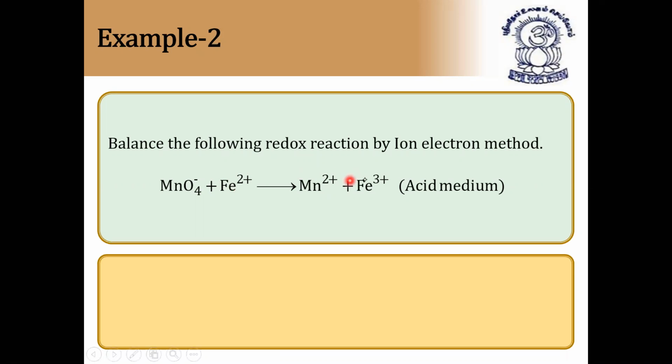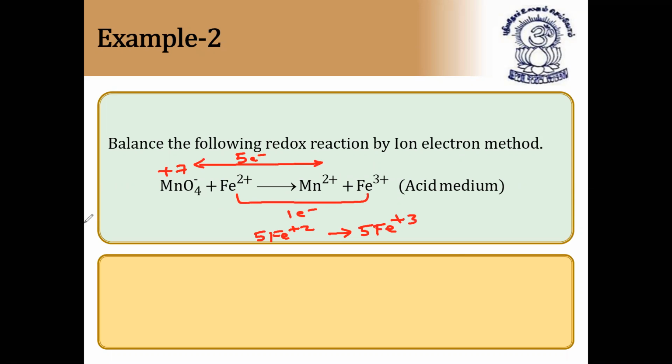So acidic medium, do the same process. Balance the following redox reaction by the ion electron method. I'll just show you here clearly. Plus 7 manganese changes to plus 2, so the difference is 5, 5 electrons. And here Fe plus 2 changes to Fe plus 3, the difference is 1 electron. So 5 and 1 means definitely this should become 5 Fe plus 2 giving rise to 5 Fe plus 3.